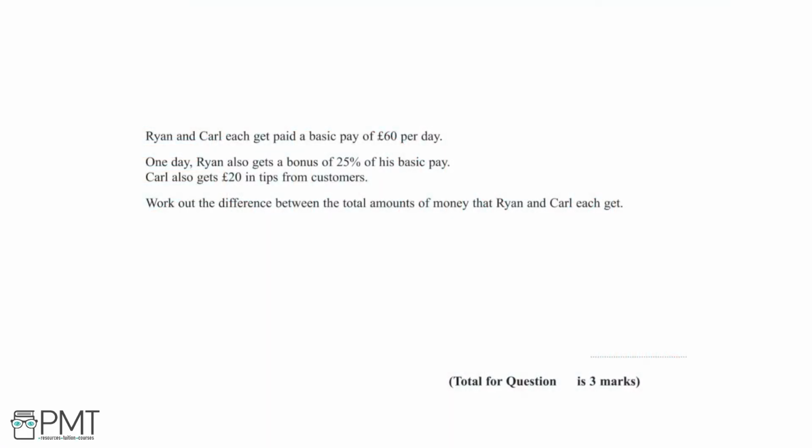In this question, we're told that Ryan and Carl each get paid a basic pay of £60 per day. One day, Ryan also gets a bonus of 25% of his basic pay. And on that same day, Carl gets £20 in tips from customers. We need to work out the difference between the total amounts of money that Ryan and Carl each get.